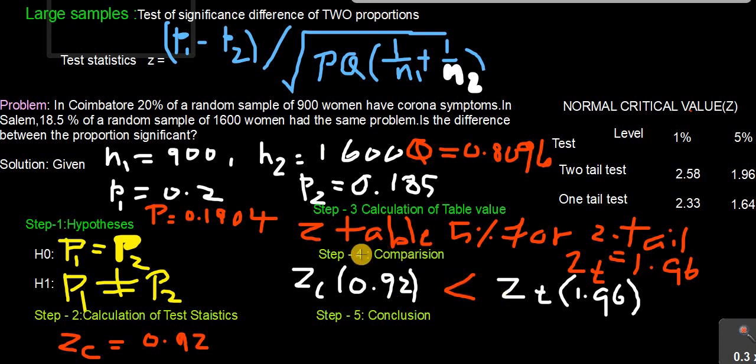So if this is the case, that is this side is less than this side, then what is our answer? Our answer is that H0 should be accepted. That's our case. Am I correct? So H0 is accepted.